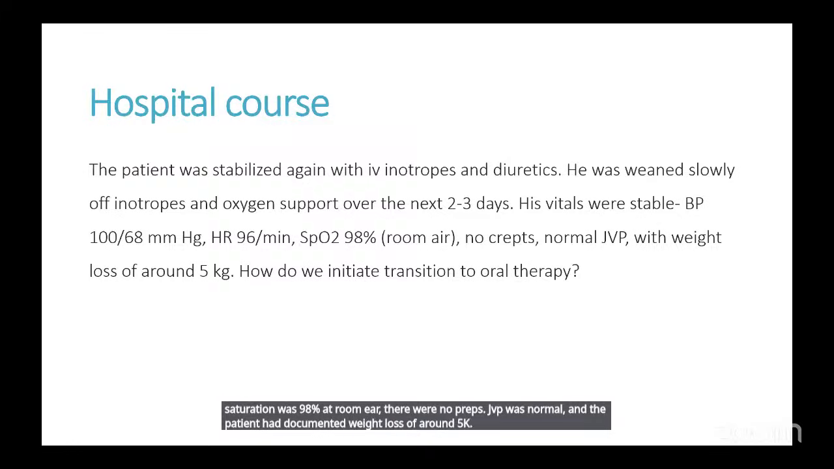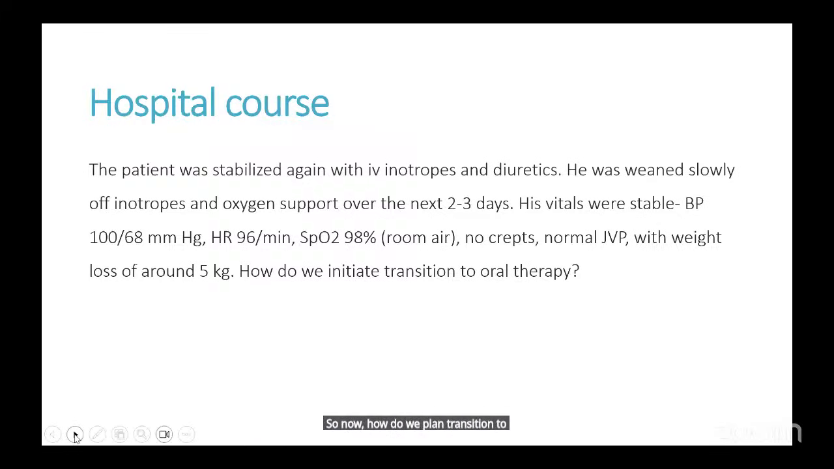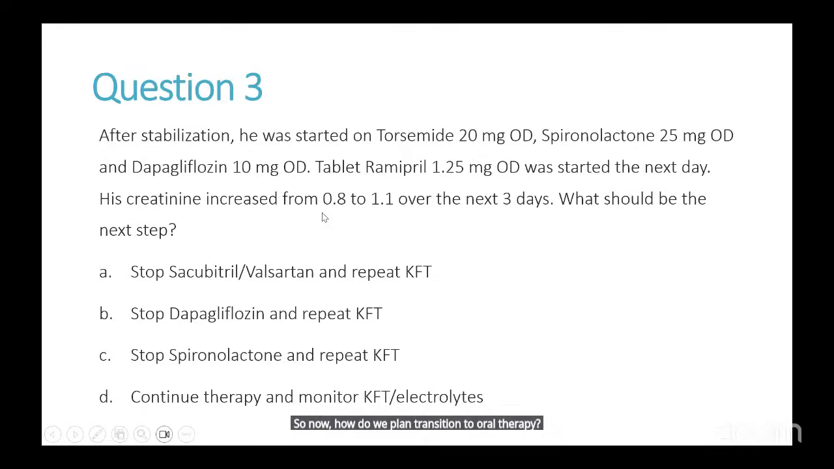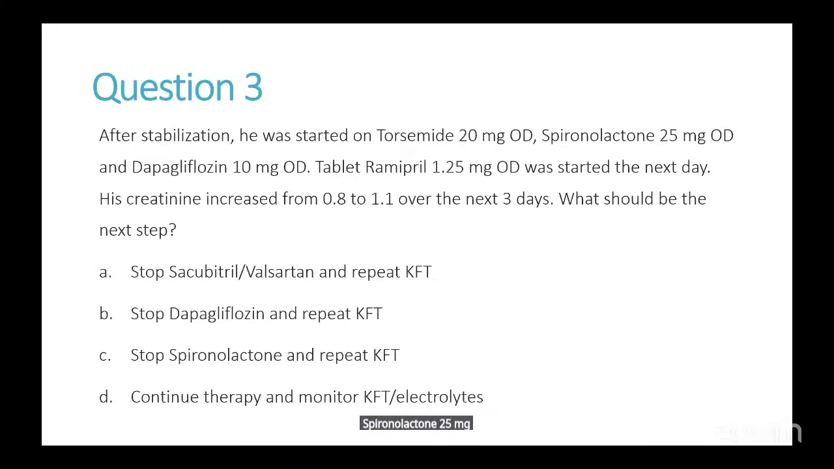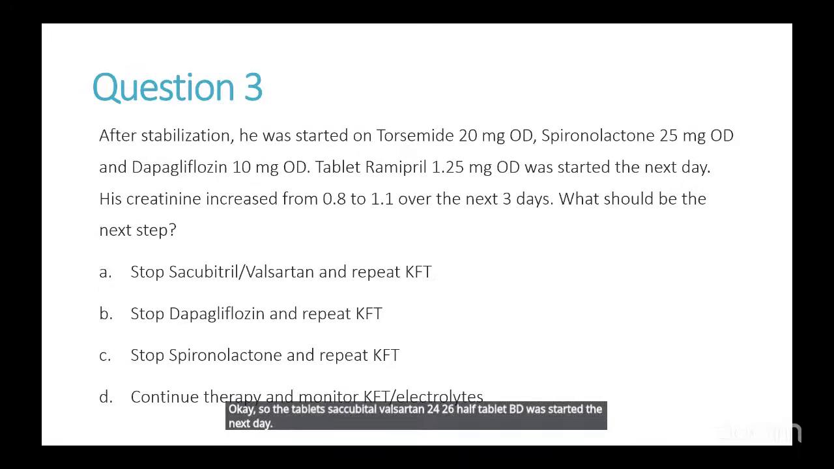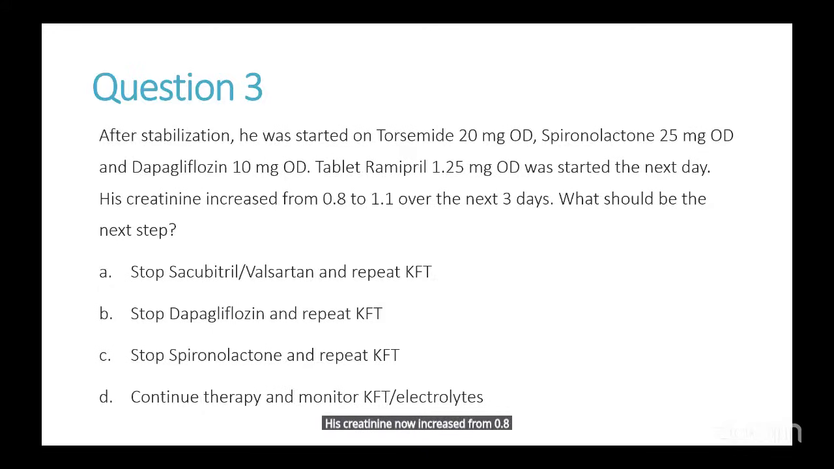So now how do we plan transition to oral therapy? After stabilization, we will gradually reintroduce the 4 pillars. So he was started on tablet torsemide 20 mg once a day, spironolactone 25 mg once a day, and dapagliflozin 10 mg once a day. The tablet sacubitril valsartan 24-26 half tablet BD was started the next day. His creatinine now increased from 0.8 to 1.2 over the next 3 days. So what should be the next step?